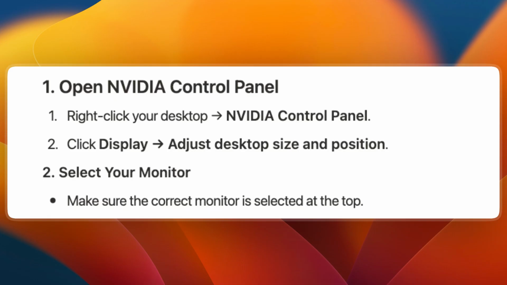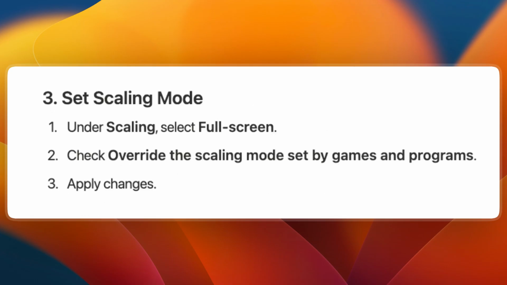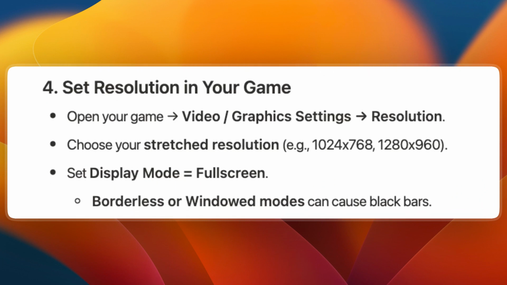Next, go to select your monitor, so make sure the correct monitor is selected at the top. Next, go to set the scaling mode. So under scaling, select full screen and check override the scaling mode set by games and programs and then apply the changes.